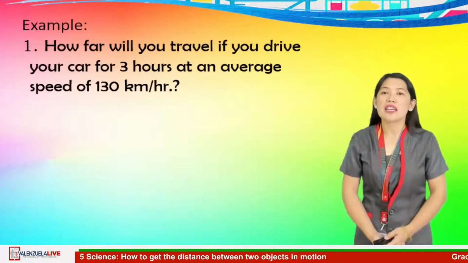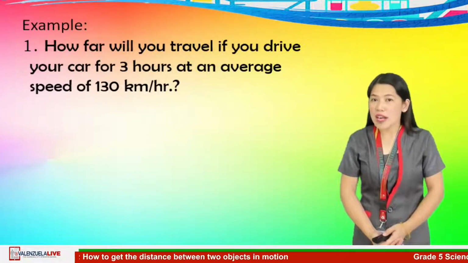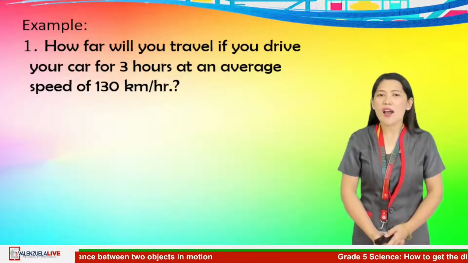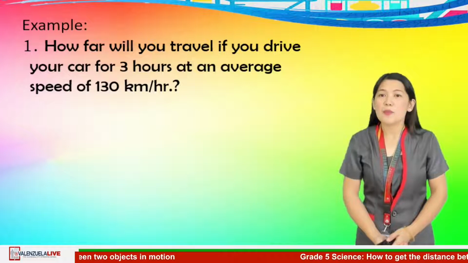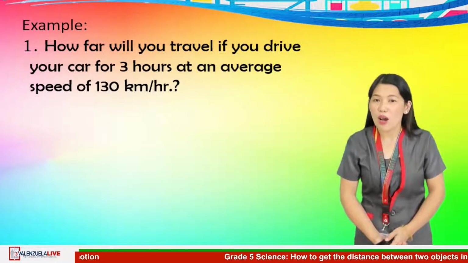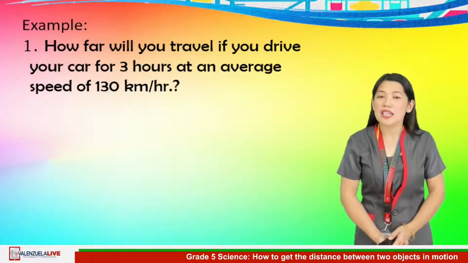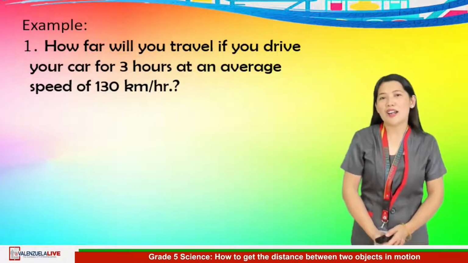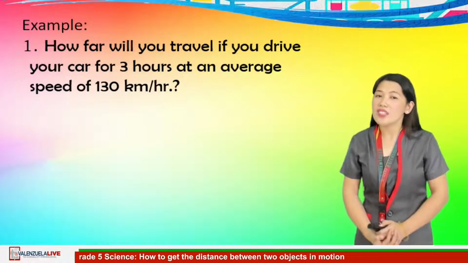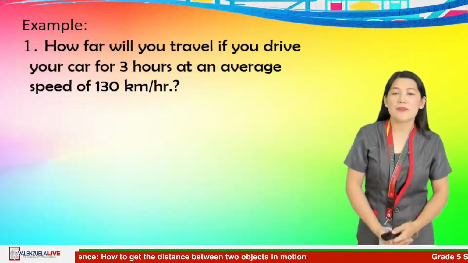Now, here are the examples. Let us try to solve this. Example number 1. How far will you travel if you drive your car for 3 hours at an average speed of 130 kilometers per hour? km means kilometer and hr means hour.